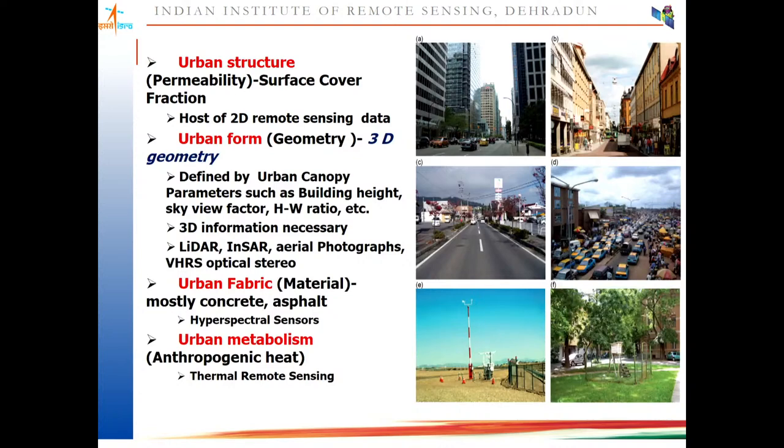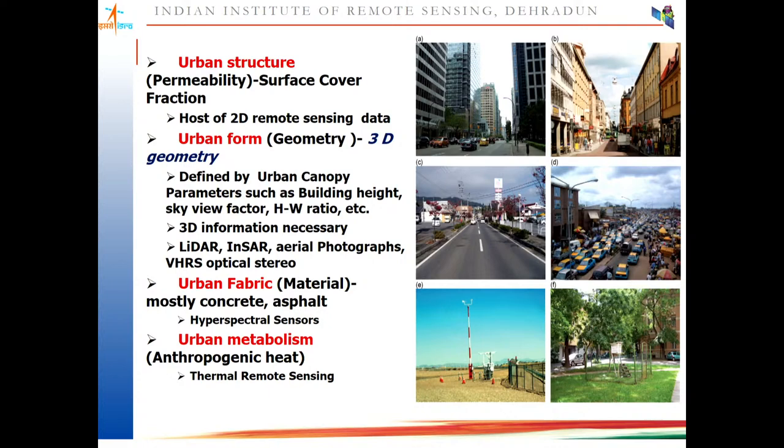If we look at where remote sensing can help us, first is urban structure, like permeability, the surface cover fractions. Here we define surface cover fraction as three aspects: building surface fraction, impervious surface fraction and pervious surface fraction. From a climatic point of view, impervious surface fraction includes your road and paved area. It doesn't include your buildings. Buildings are included in your building surface fraction.